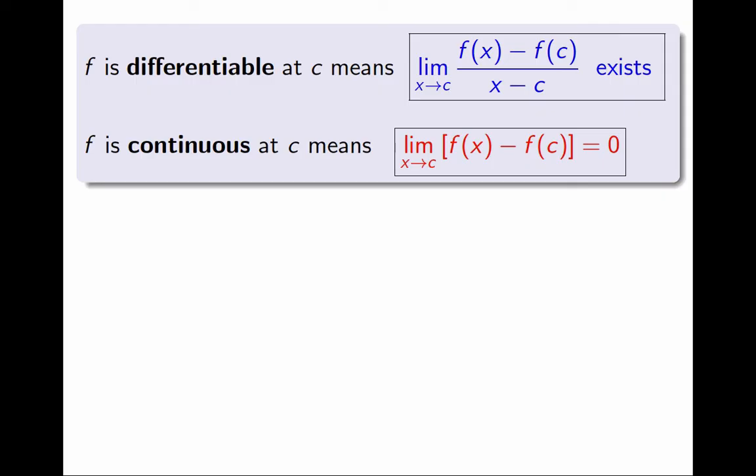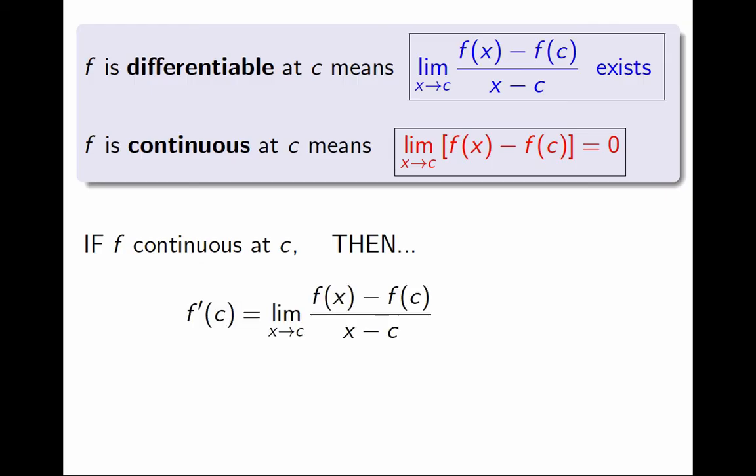Now that we have agreed on definitions, let's explore the relationship between differentiability and continuity. If f is continuous at c, let's see what happens when I try to compute the derivative f'(c) as a limit. In the numerator, I get 0, and in the denominator, I get 0 as well. I get 0 divided by 0, which is an indeterminate form. It means I have to do some more work to figure things out. In some cases, this limit will exist, in others it won't. So the derivative f'(c) may or may not exist.